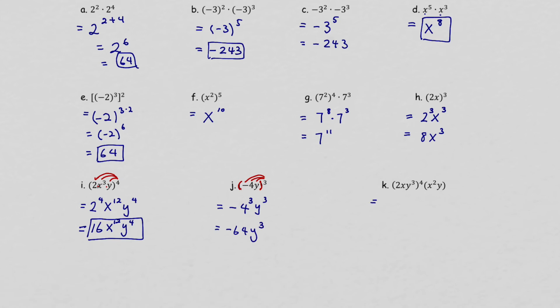This one, you're going to distribute 4 to 2, 4 to x, 4 to y. So it will be 3 times 4. And then this one has a first exponent, which is not going to make any change, right? Now we can combine the like terms, and let's try to simplify it.